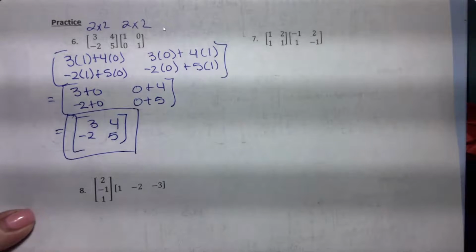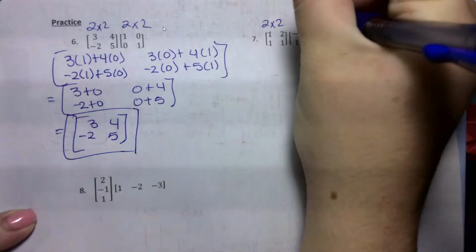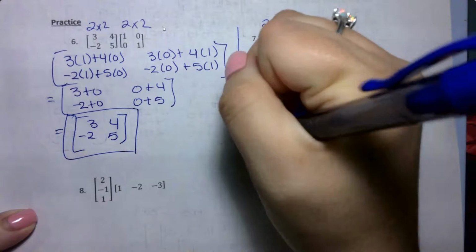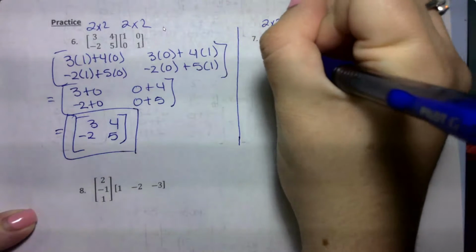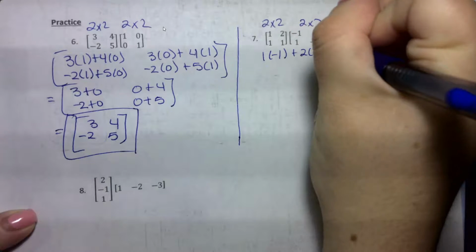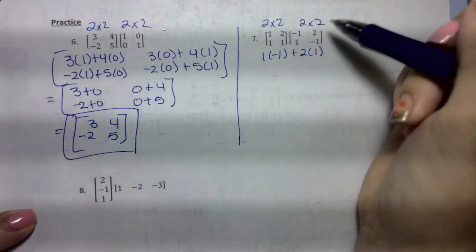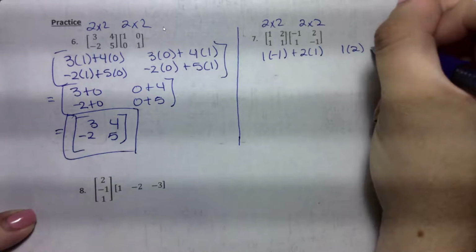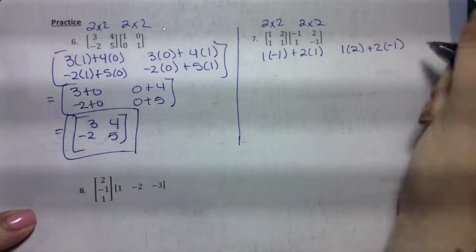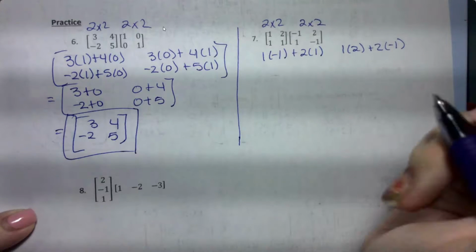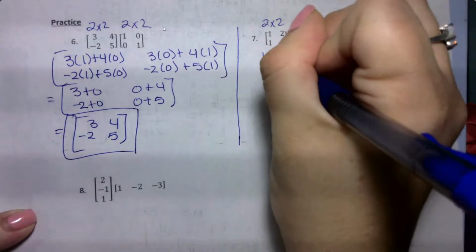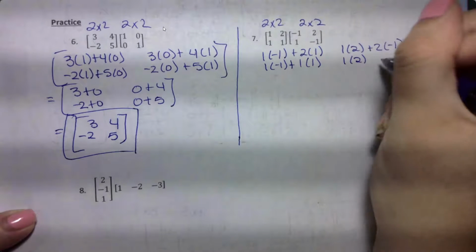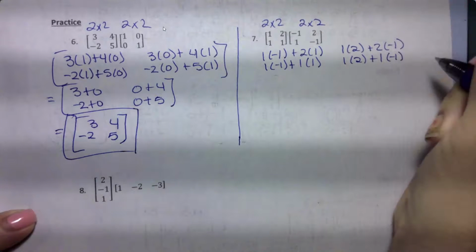Same idea for number 7. I have a 2 by 2, and I'm multiplying again by a 2 by 2. I'm going to take my first row and multiply by my first column. I have 1 times negative 1 plus 2 times 1. Then I have 1 times 2 plus 2 times negative 1. On the second row, I'm going to have 1 times negative 1 plus 1 times 1. Then I have 1 times 2 plus 1 times negative 1.